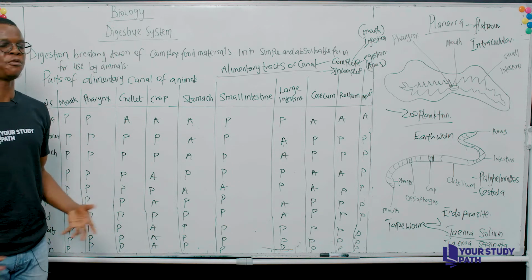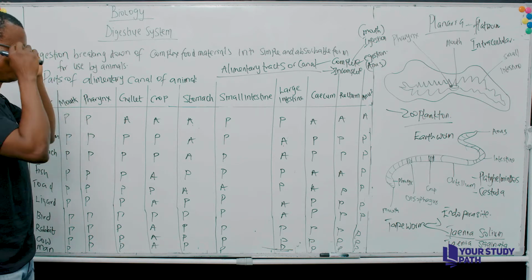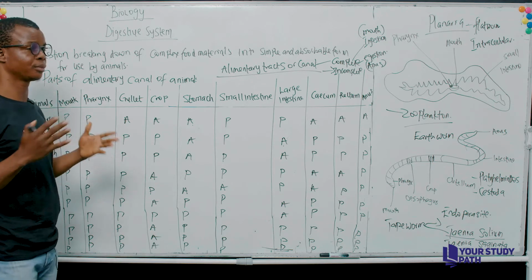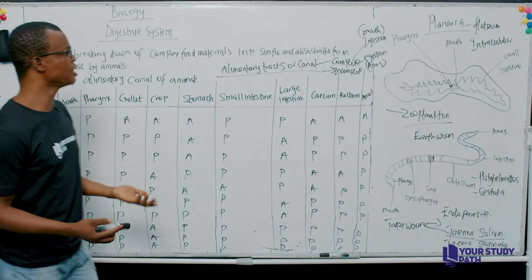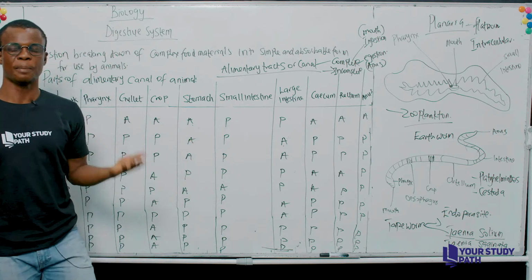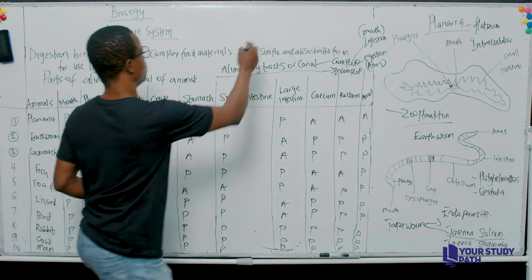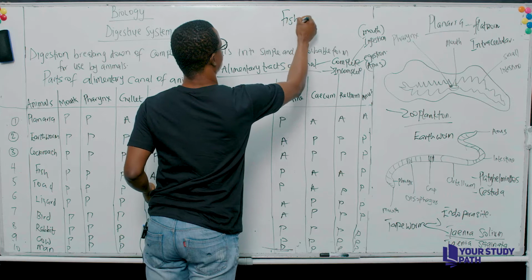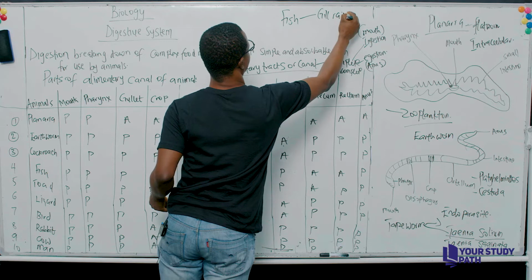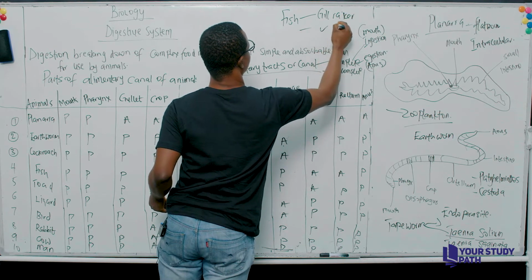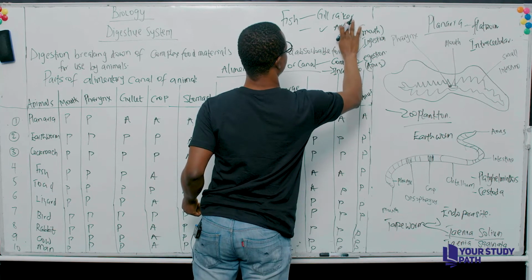For fish, the fish also has gills. Fish has gills, and their gills are divided into three parts, or they perform three functions. We have the gill raker, we have the gill arc, and we have the gill filament.